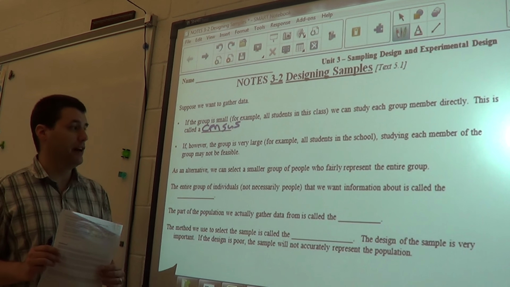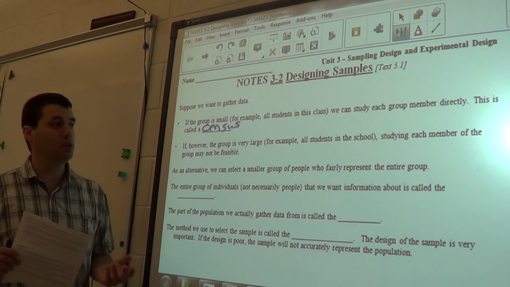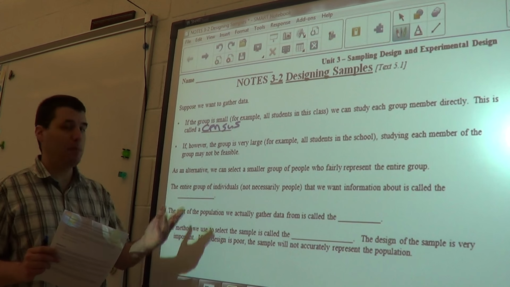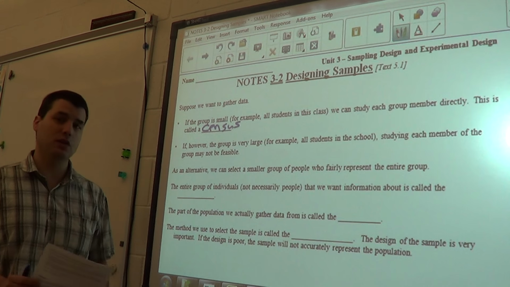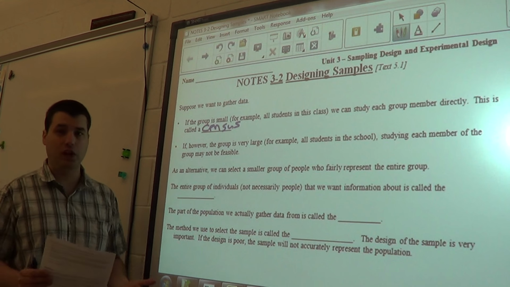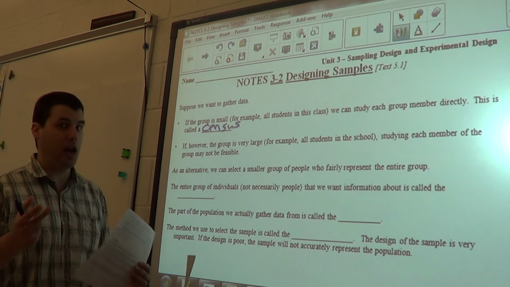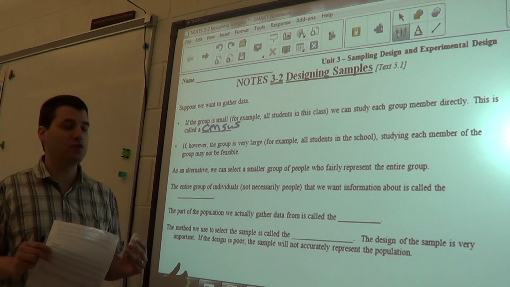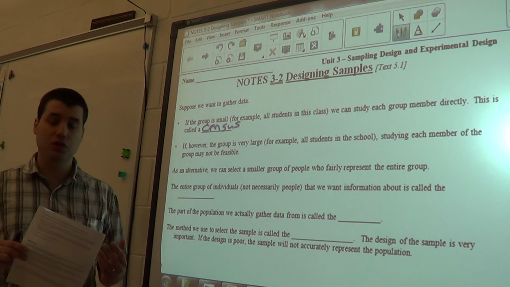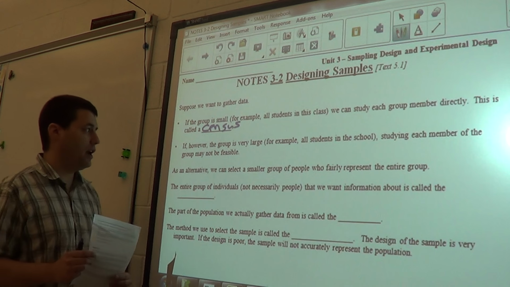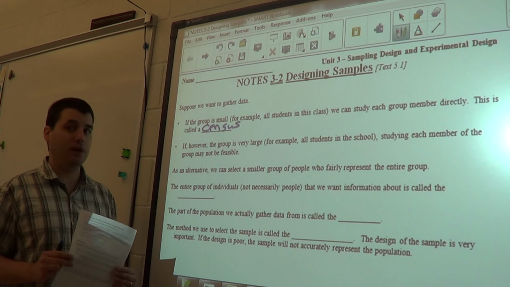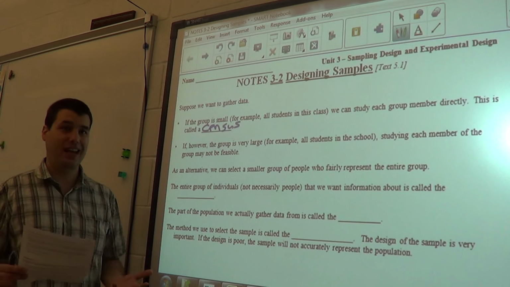If, however, the group is very large, for example, all students in the school, studying each member of the group may not be feasible. Now realize if I was interested in, say, the average GPA of students in the school, census would be fine. I have all the information on the computer, we should just get the answer. However, what if we're interested in the average number of minutes students do homework each night? That would be harder. We don't have that information already. You'd have to gather students, we would sample, and that's what statistics is all about, sampling.